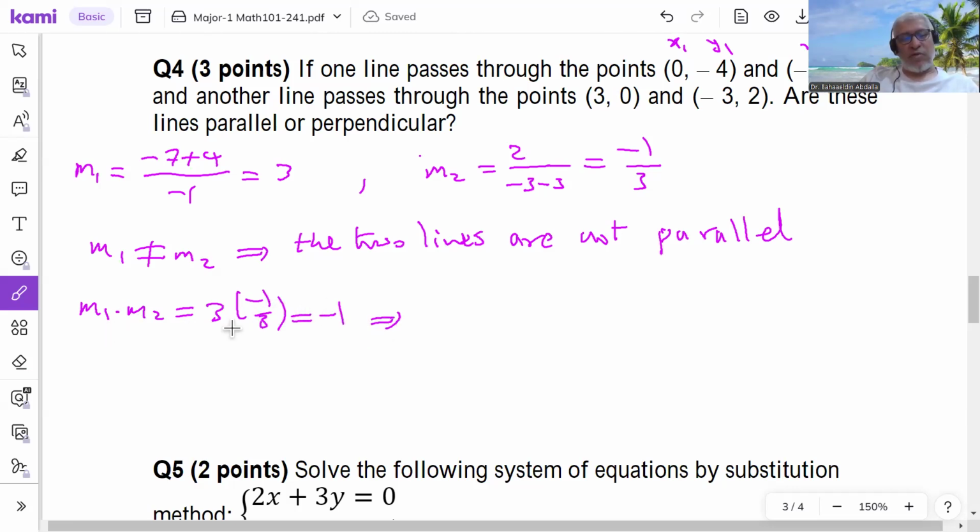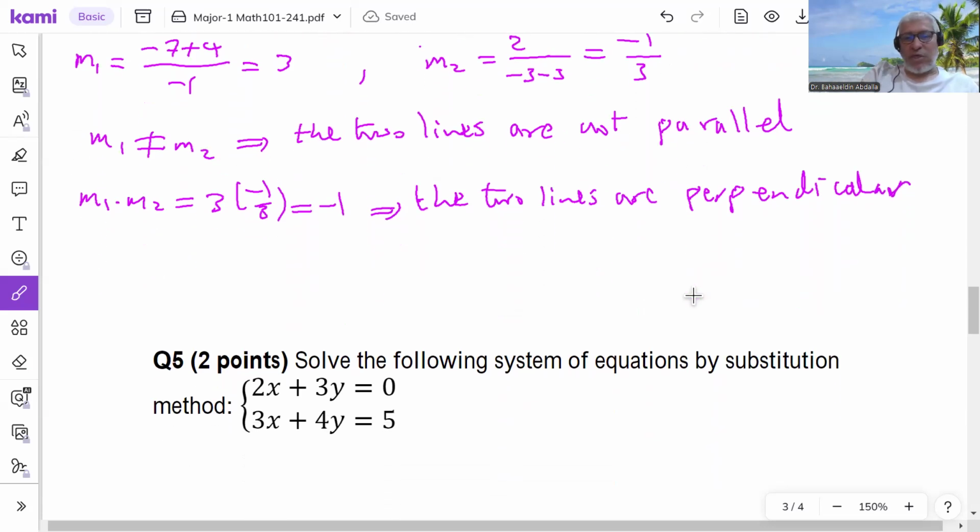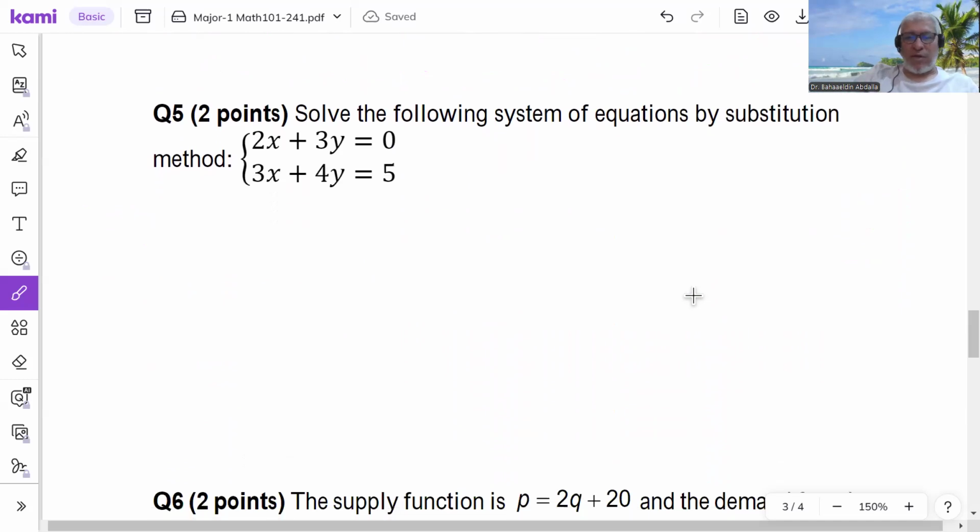If the product of the slopes of the two lines is negative 1, then the two lines are perpendicular. This is the relation between slopes and parallel and perpendicular lines. If the two slopes are equal, the lines are parallel. If the product of the slopes is negative 1, the lines are perpendicular.